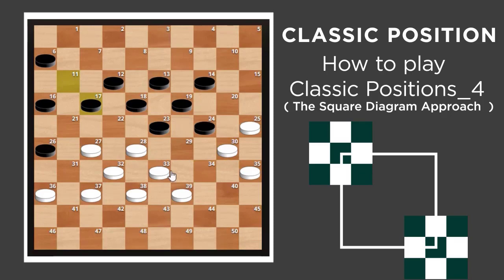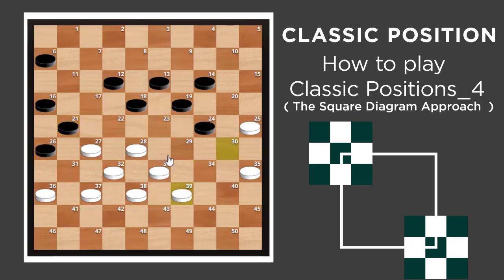White will have to play 39, 34. So 39, 34 is played. Then black will also respond to this move by playing 17, 21. White will play 34, 29 to remove the piece at 23. So if you look at the square diagram in this particular position, we see that the 23 here is surrounded by 18, 19, 29, and then 28. So white can play 34, 29 to remove the black piece at 23.